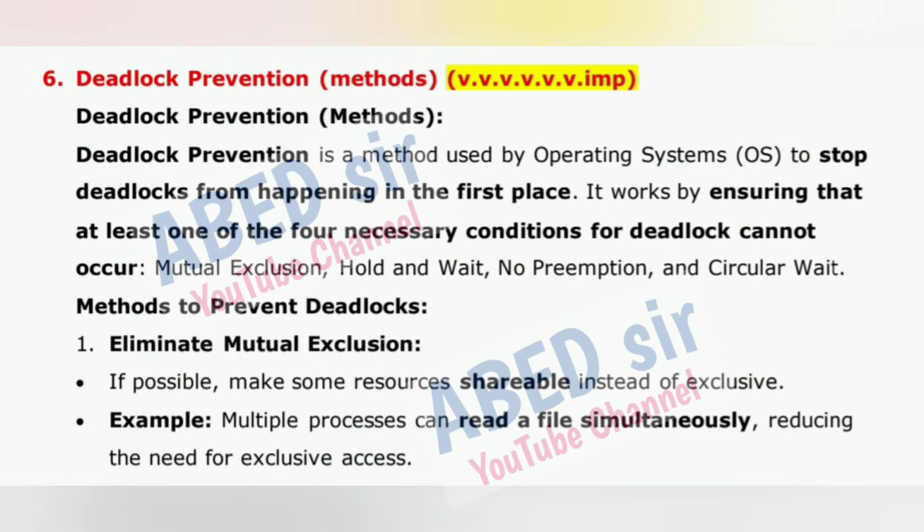Methods to prevent deadlocks. 1. Eliminate mutual exclusion. If possible, make some resources shareable instead of exclusive. Example, multiple processes can read a file simultaneously, reducing the need for exclusive access.